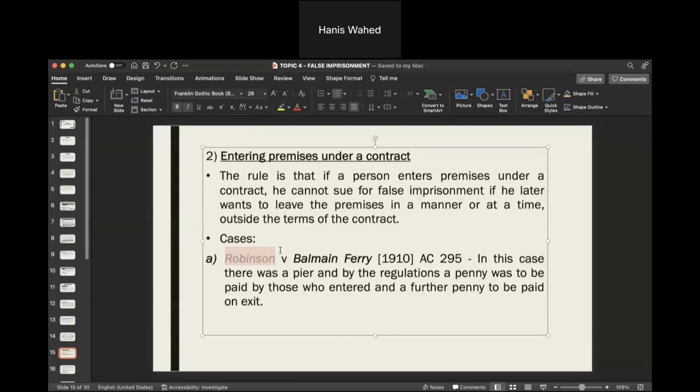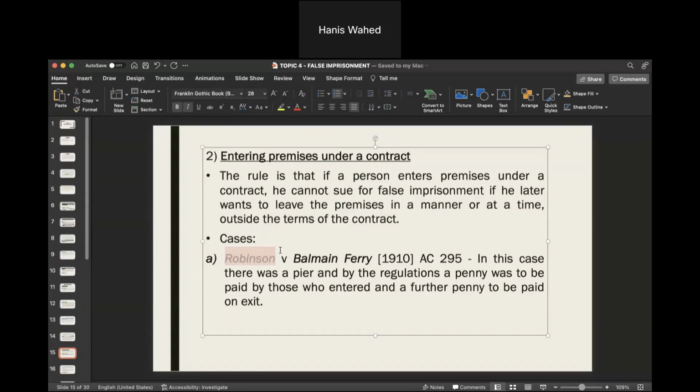Yeah, so the plaintiff paid a penny semasa dia nak enter into the pier, but later he changed his mind. He changed his mind and he wanted to leave without paying another penny. Okay, so because of that refusal, the defendant refused untuk bagi dia keluar. Defendant kata you kena bayar dulu sebelum you keluar daripada sini, ya. So because of that, the plaintiff brought the case to the court.